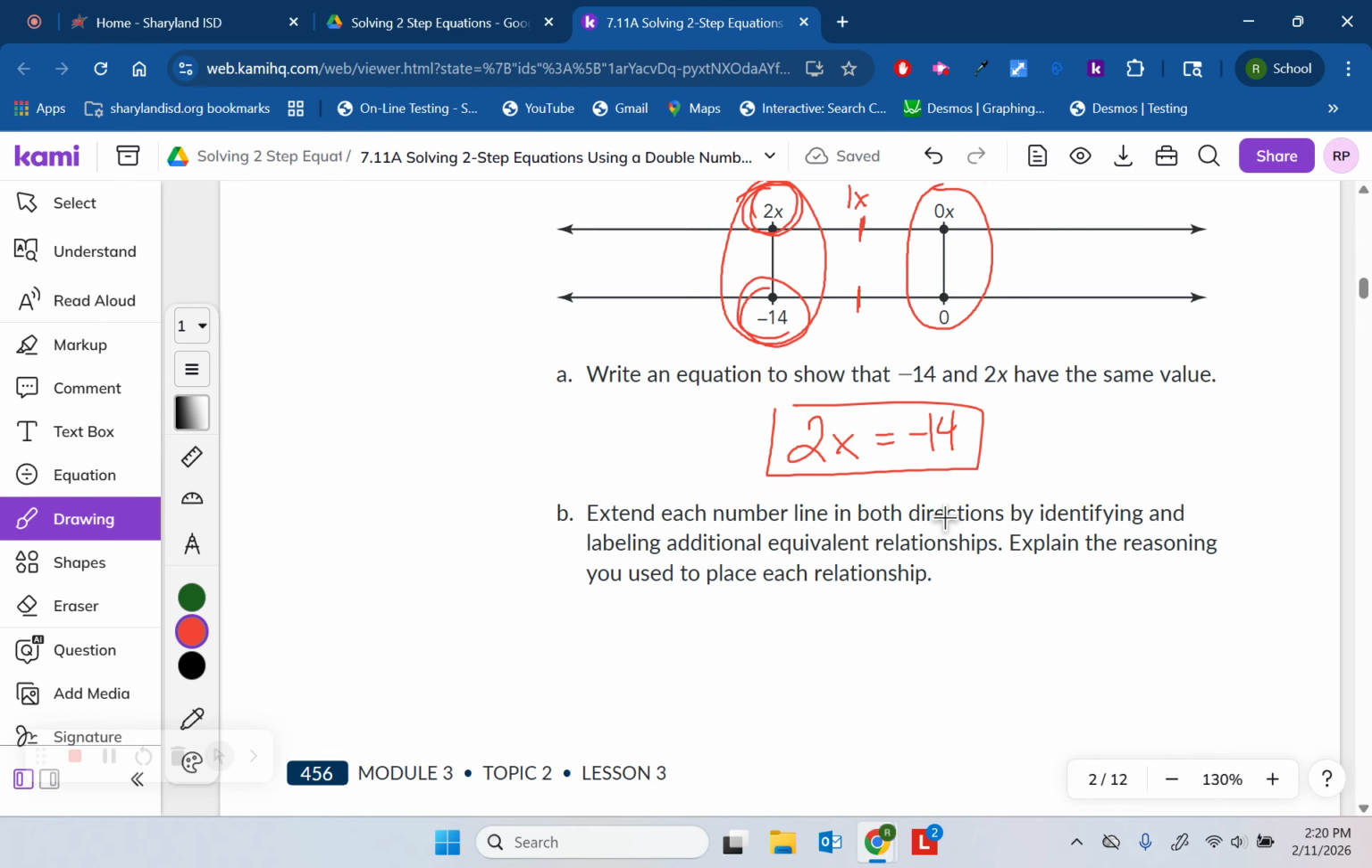Okay, so that's all we're doing. My main thing is, can you give me this part?